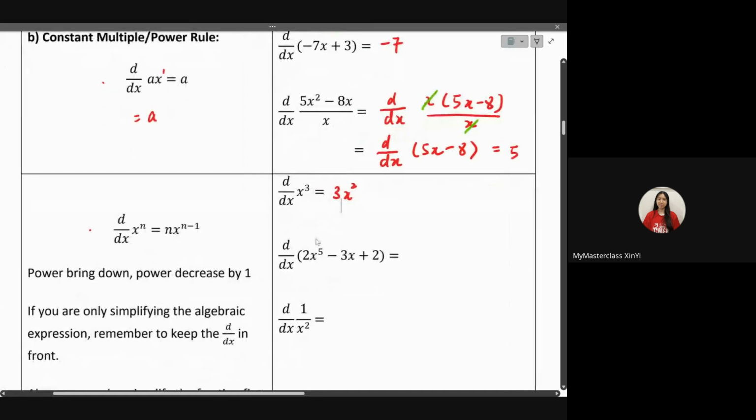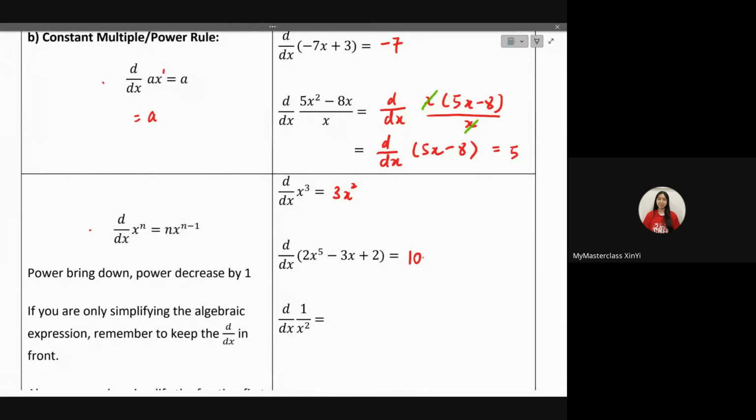What happens now if I have these 3 different terms? Term by term first. This term here, the power 5 is over here. I bring down the power such that the 2 is multiplied together with the 5, so it becomes a 10. And then I reduce the power by 1, so it becomes 4.